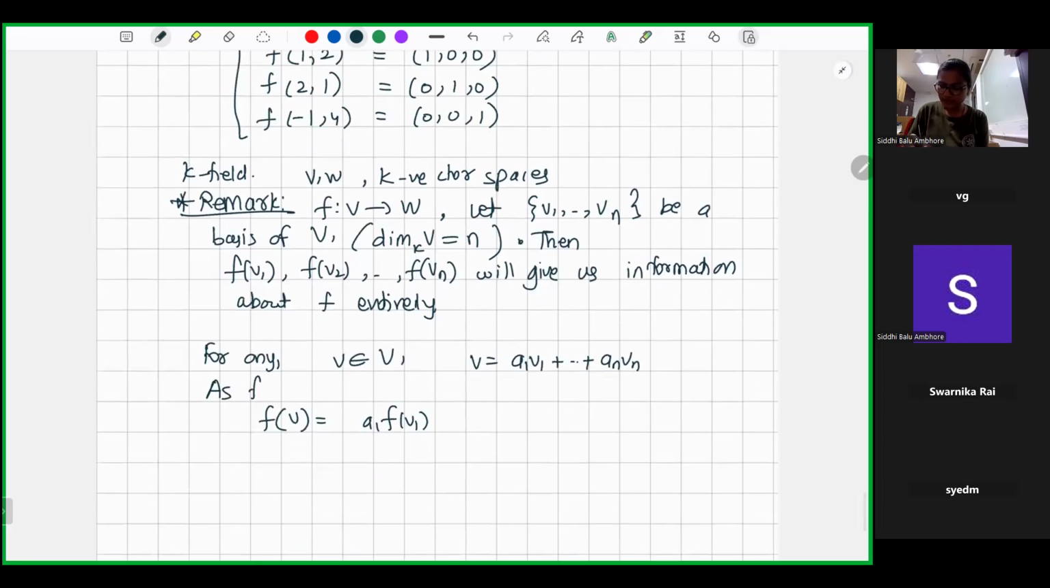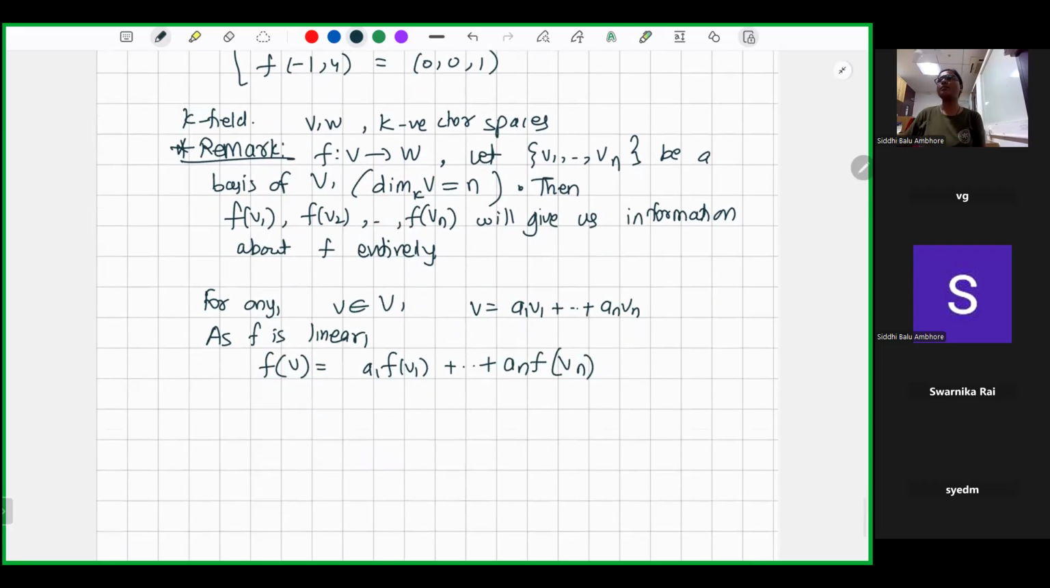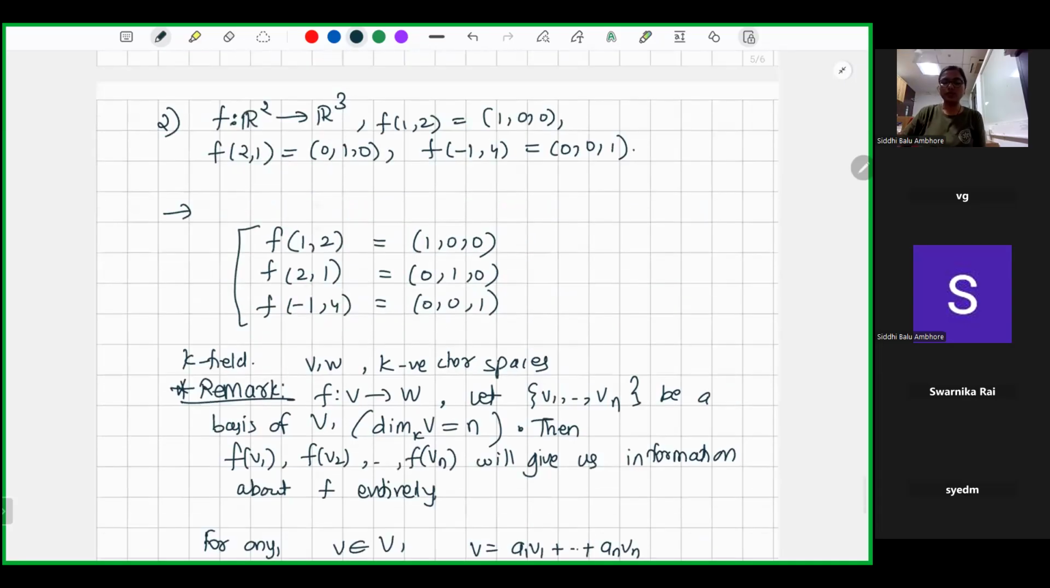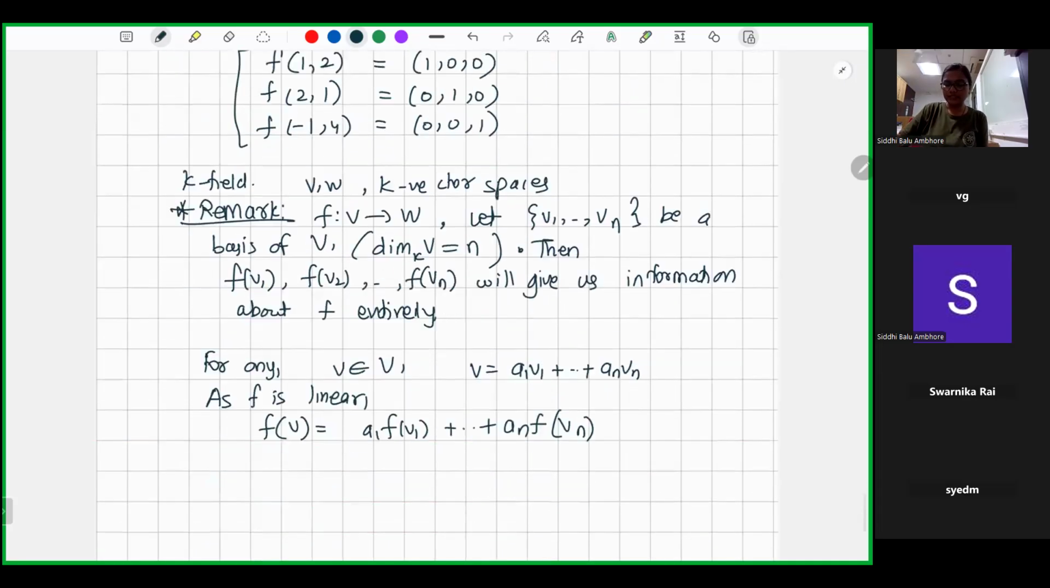As F is linear, I have this plus a_n f of v_n. So just having information about F on the basis of the domain, we can get the entire information about F. That's what we're going to use here. So I can use that.